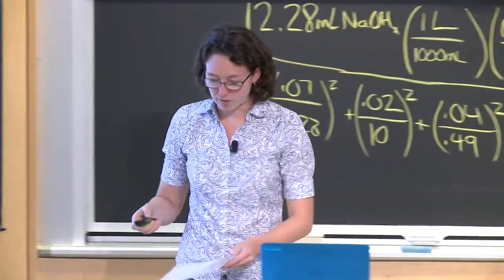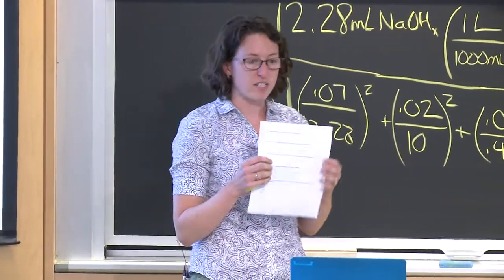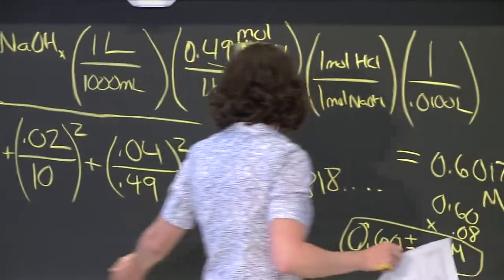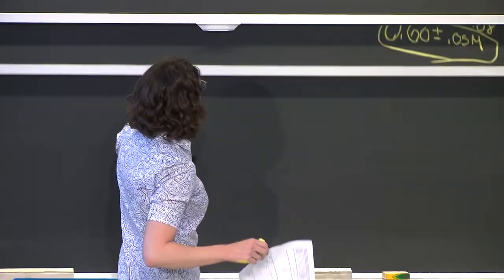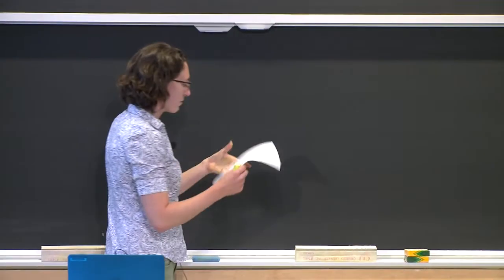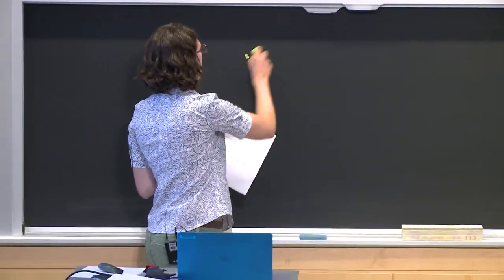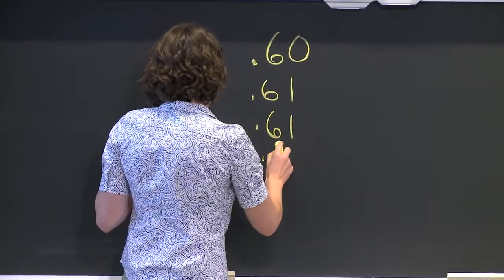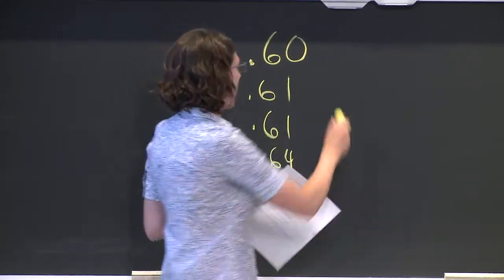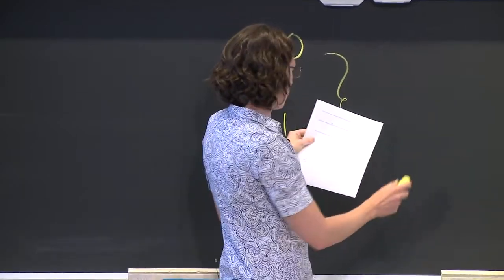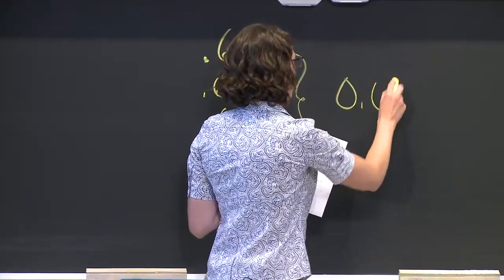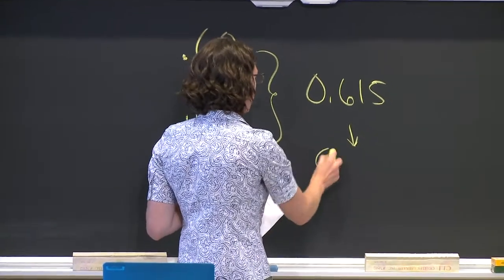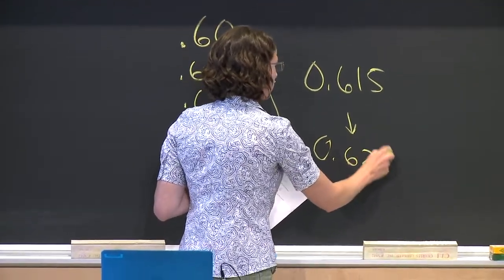So if we calculate an average or a mean for the HCl solution on the back, if you didn't do the calculations from before, the concentrations that you should get are 0.60, 0.61, 0.61, and 0.64. So if you add all those up and divide by 5, then your mean concentration is 0.615, or rounded to the correct number of significant figures, 0.62 molar.